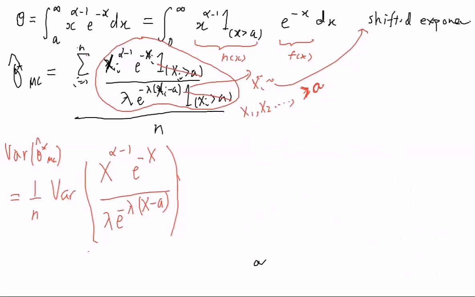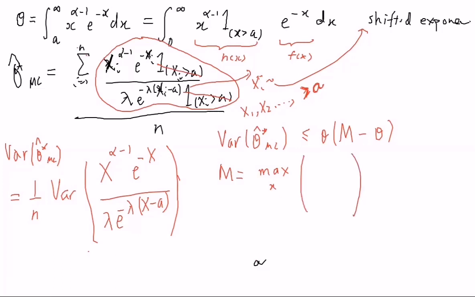So just now we found that the variance of this is bounded by theta m minus theta, where m is actually the max of f(x) h(x) over g(x), which is this thing. Now you notice several things here.